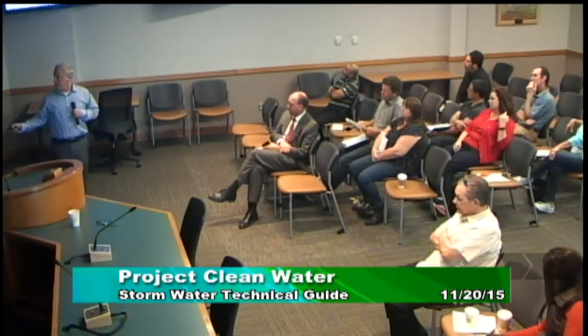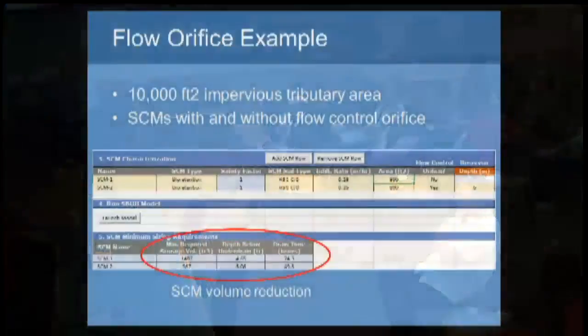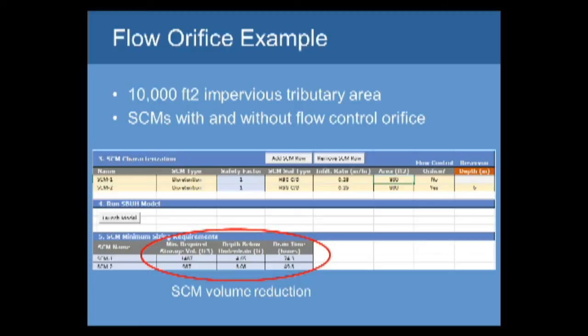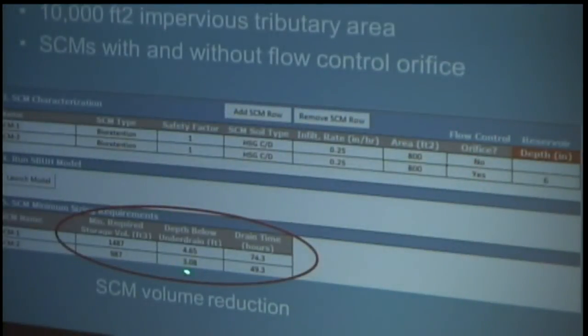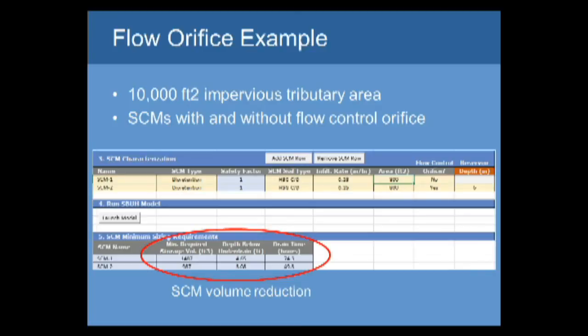A quick example here that I generated through the calculator. I added 2 DMAs, each with 10,000 square feet of impervious, added 2 SCMs, 2 bioretention basins, one with an orifice and one without. The bioretention without the orifice resulted in a gravel depth of 4.65 feet. The same situation, but a bioretention with a flow control orifice, we're down to a little more than 3 feet.